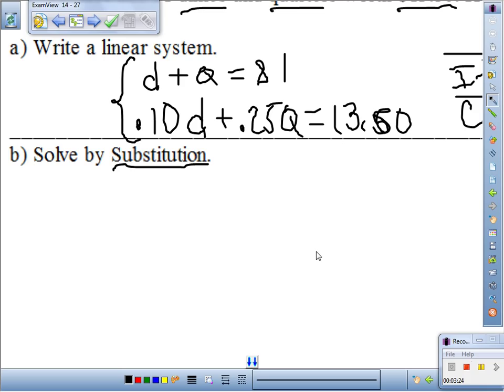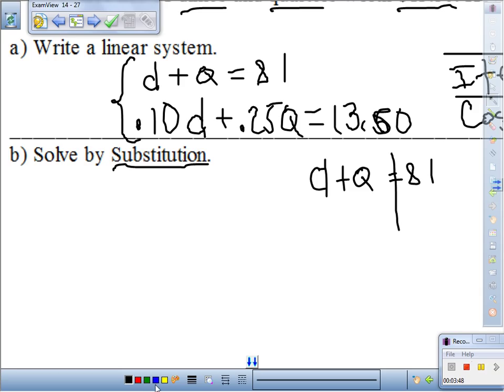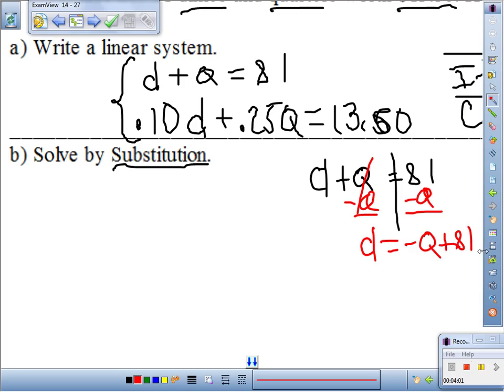All right. So question. Which equation do you want to solve and which variable? D. Okay, so which equation, this one or this one? The first one, so I'm going to write D plus Q equals 81. I need to leave D by itself, so what do I do? Minus Q. We're left with D equals negative Q plus 81.